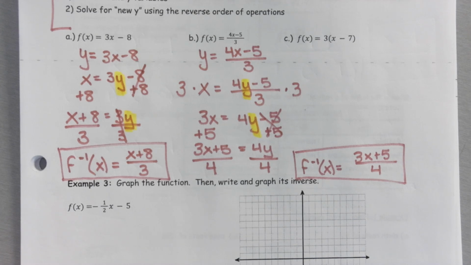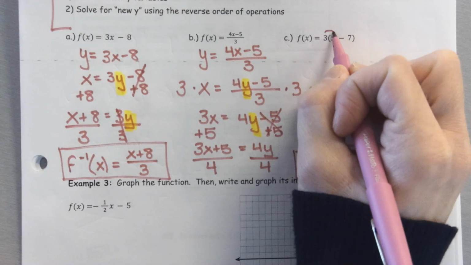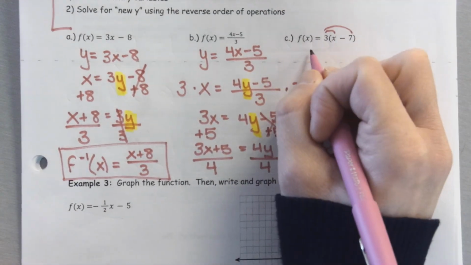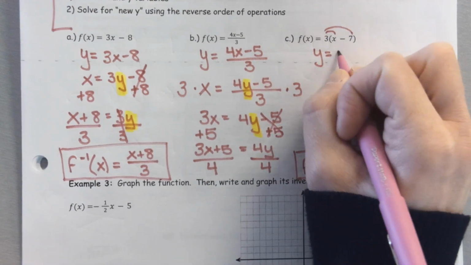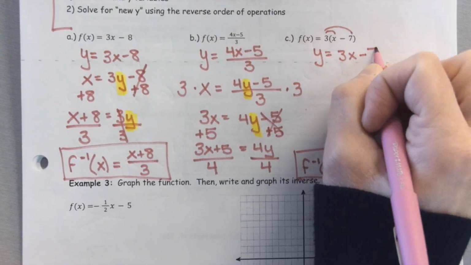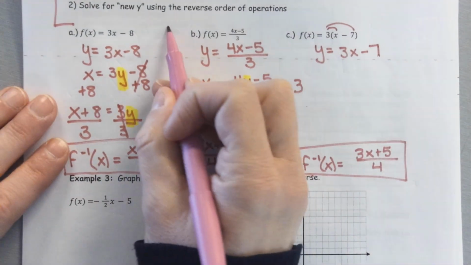All right, let's look at part C. And actually, this one I would do a step before I would switch. Let's distribute the 3. So I'm going to rewrite it. Y equals 3x minus 7. Then what?